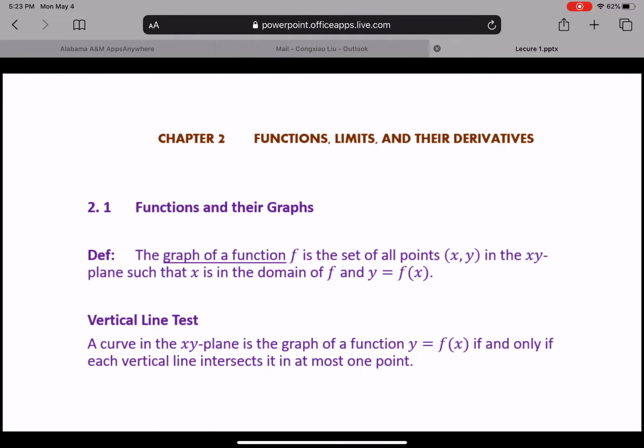One of the easy ways to determine a function graphically is called the vertical line test. A curve in the xy plane is the graph of a function y equals f of x if and only if each vertical line intersects it in at most one point. So you just draw vertical lines and see how many points they intersect with the curve. If each vertical line intersects the curve at most one point, then we can determine that the curve gives us a function.